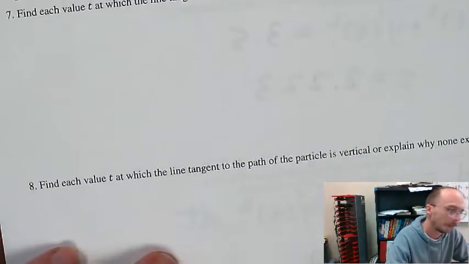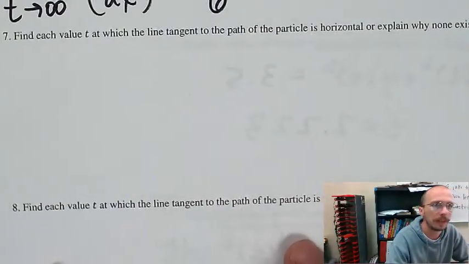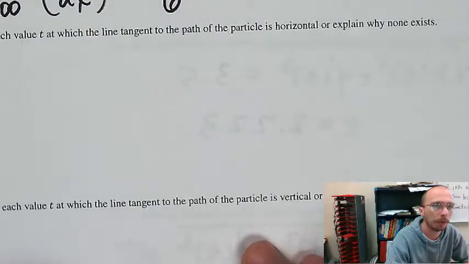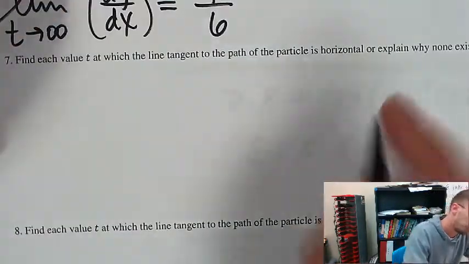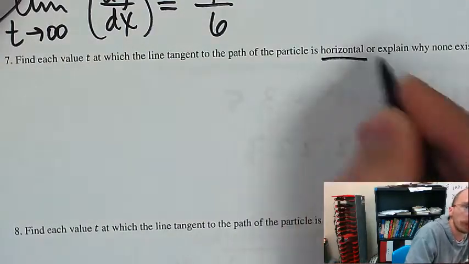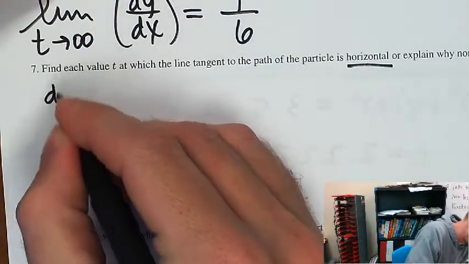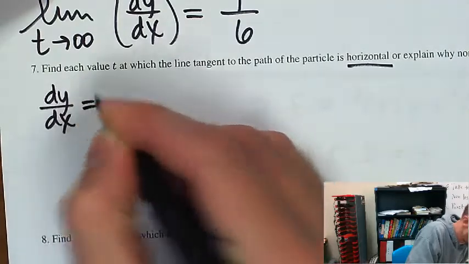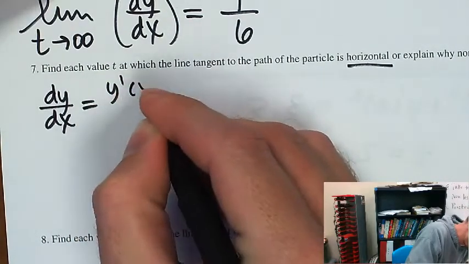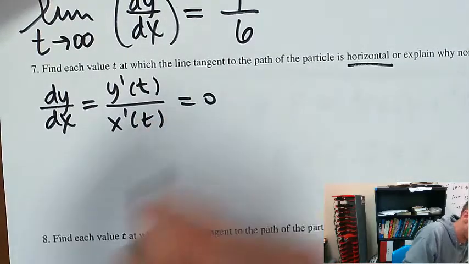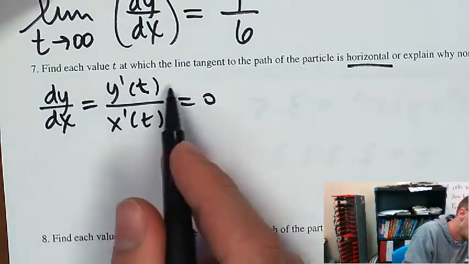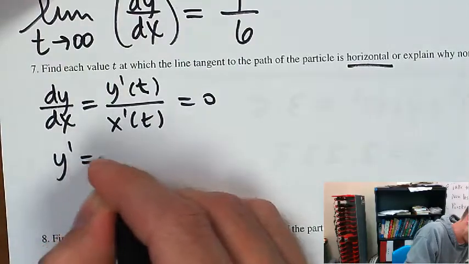Okay. Find each value t at which the line tangent to the path of the particle is horizontal, or explain why no such value exists. All right, so horizontal is when dy dx equals 0. Maybe I'll say dy dx, which equals y prime of t divided by x prime of t, is equal to 0. And that has to be when y prime equals 0.